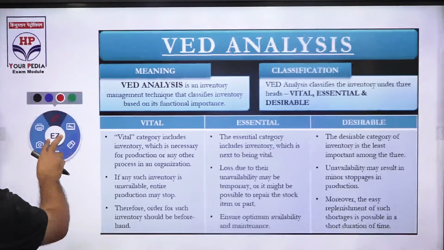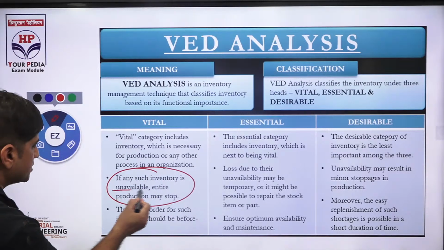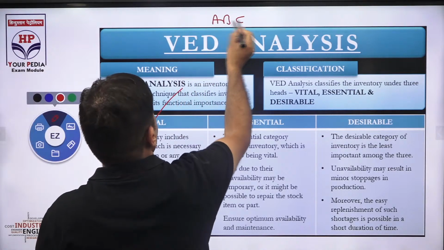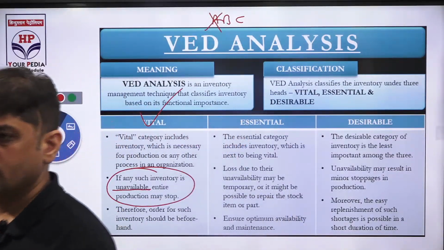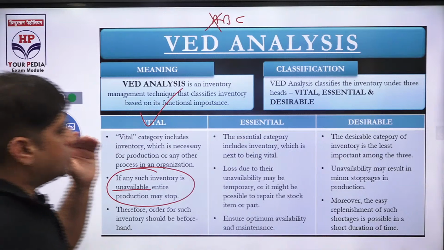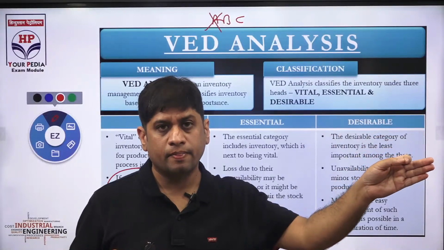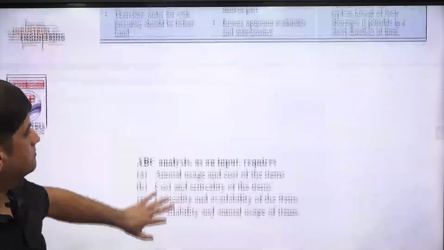Read this particular thing carefully. If this item is unavailable in inventory, entire production stops. So it has to be there. In your inventory, vital items are to be there. But in ABC analysis of inventory, A items should not be kept because they are cost consuming. So that is the meaning of it. So you have learned today two things in inventory, ABC and VED. ABC cost wise and VED functionality wise. A should not be there, V should be there.